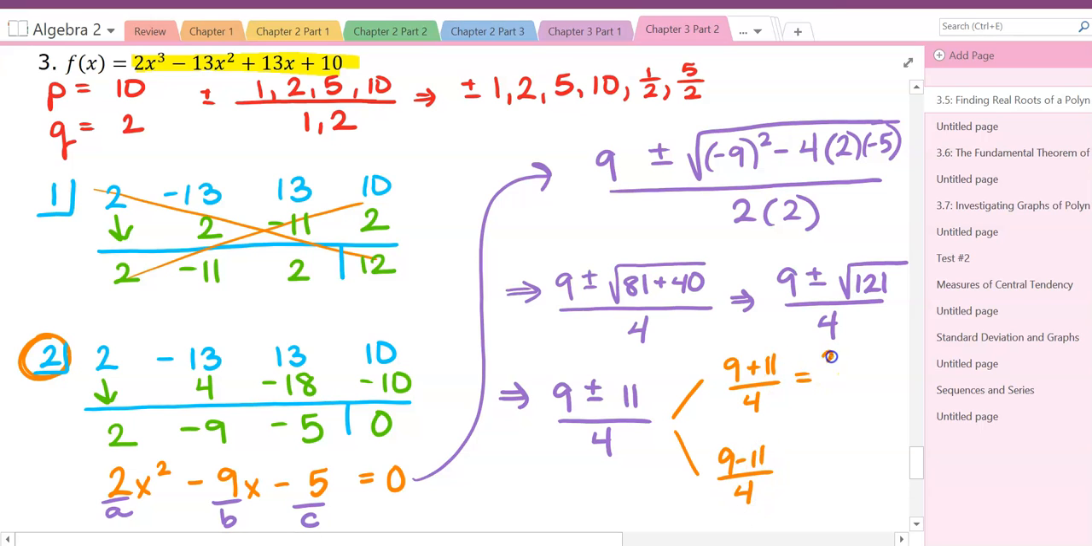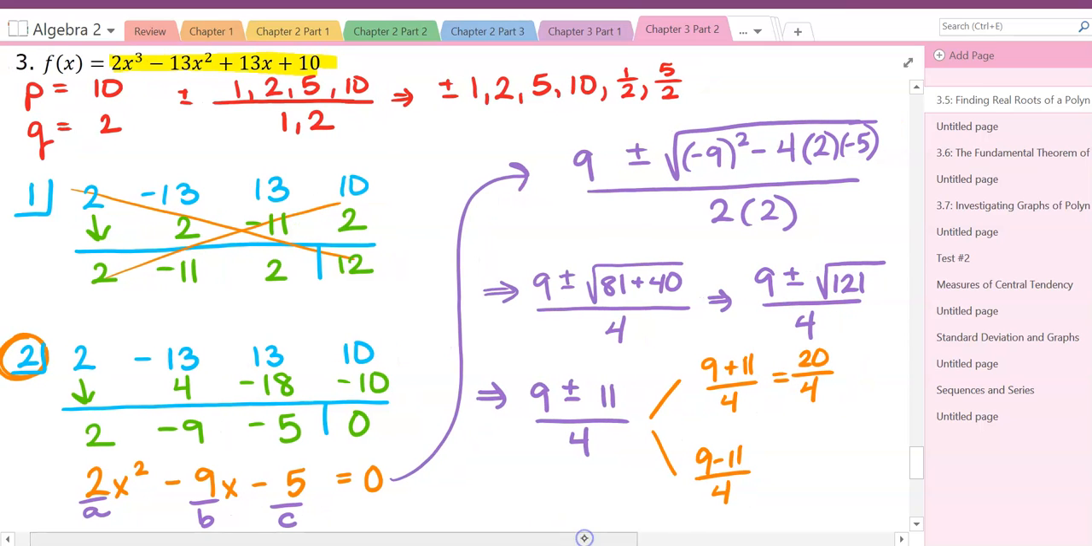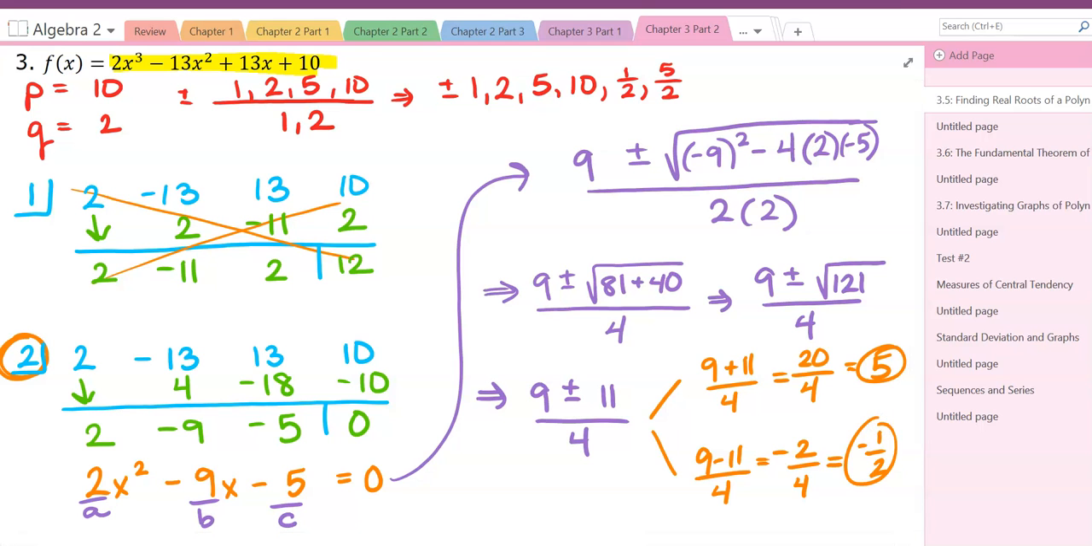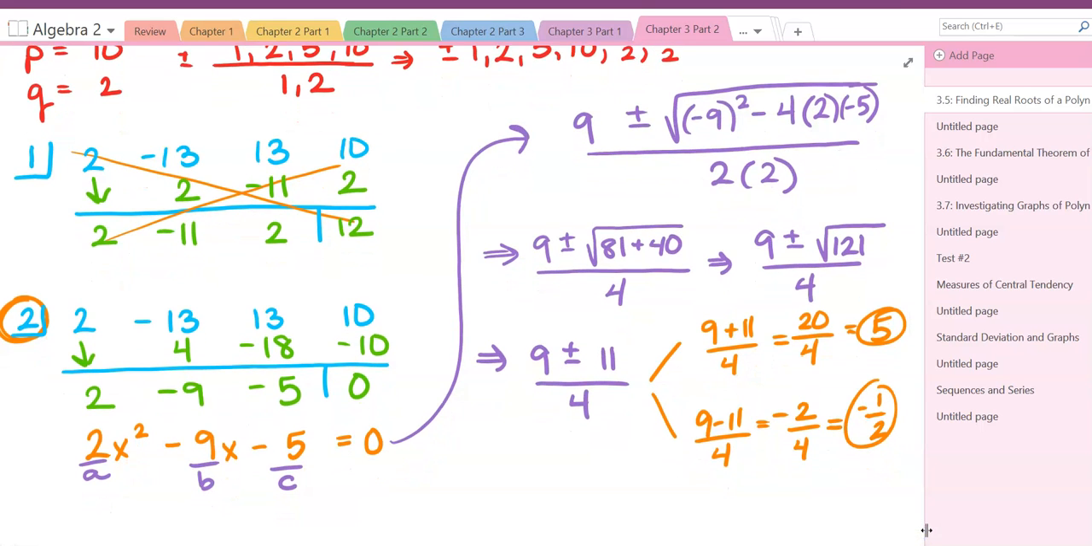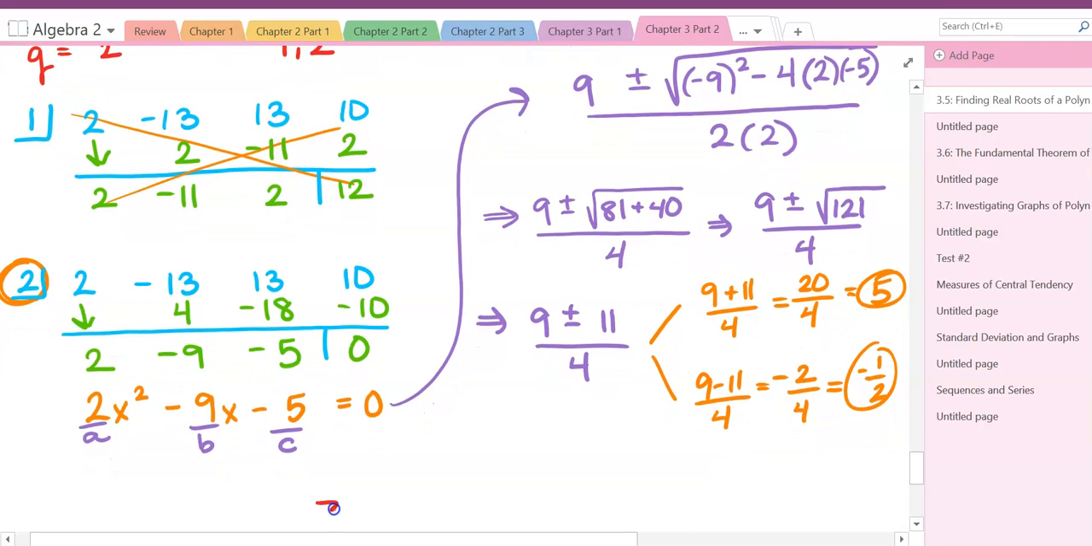So 9 plus 11 is 20, and you divide that by 4, so you're going to get 5. So there's another 0. 9 minus 11 is going to be negative 2 over 4. How would that reduce? Good. So there's the other 0. Okay, so I'm just going to list out my zeros that I found at the bottom here. So negative 1/2, a 2, and a 5.